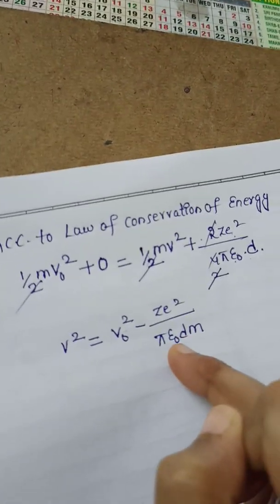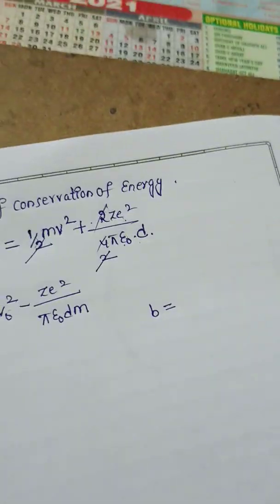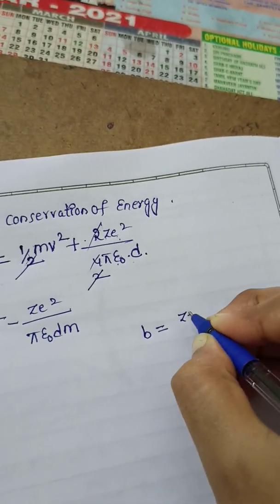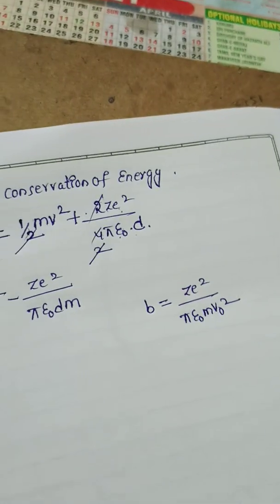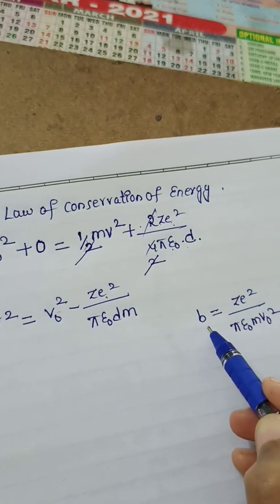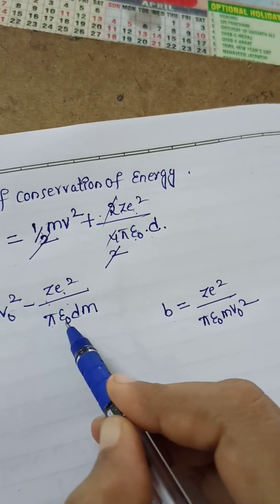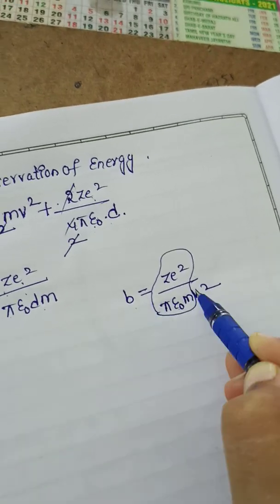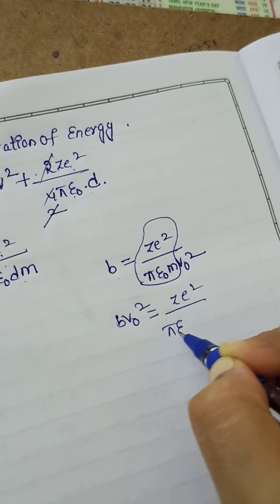Okay, but already we have the value of b. First of all, write the b here. b is equal to z e square by pi epsilon naught m v naught square. So, substitute the value of b in this equation, that is z e square by pi epsilon naught m is there. Then b v naught square value is z e square by pi epsilon naught m.